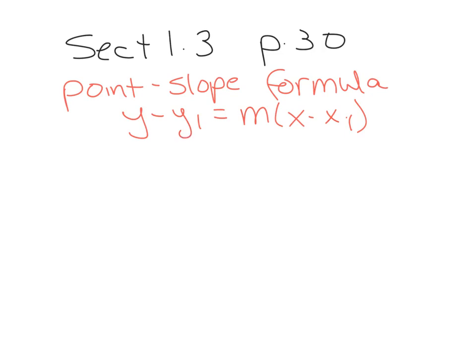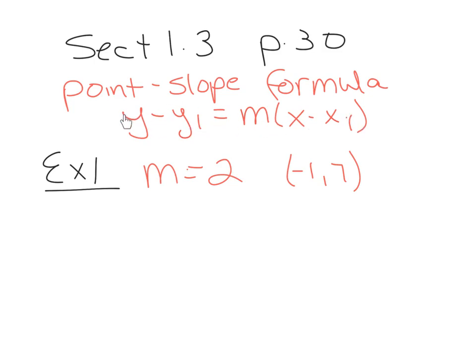So starting with example 1, the question asks us to find the equation of a line that has a slope of 2 and goes through the point -1, 7. So like I said before, to use the point slope formula, you need two things. You need a slope and a point. And as long as we have a slope and a point, we can fit it into this formula, and this is how we do it.